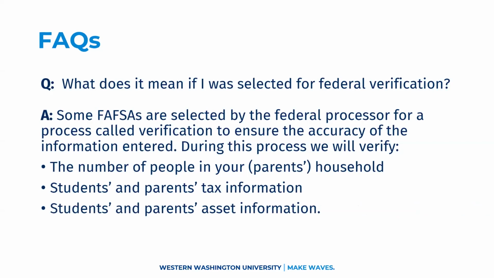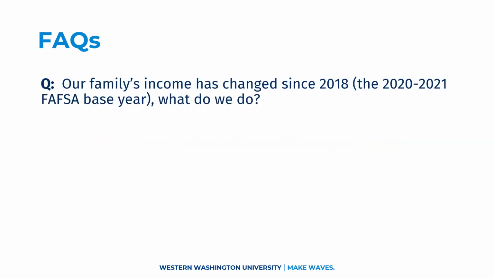So if you're not sure if you were selected for verification, another plug for Web4U, go check and make sure that there's nothing outstanding there. And if there are any outstanding documents, then work on getting that into us if you can, as quickly as possible. And typically we're looking for parents' information if a student is considered dependent on the FAFSA, which is not the same as being dependent for tax purposes. Generally, students under the age of 24 are dependent students for FAFSA, with a few exceptions. Okay, so our family's income has changed since 2018.